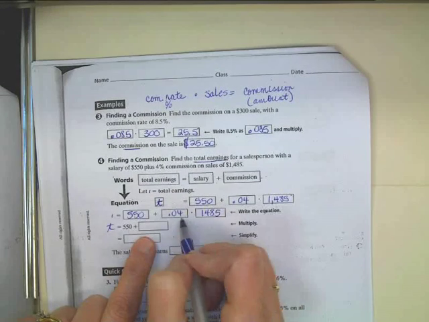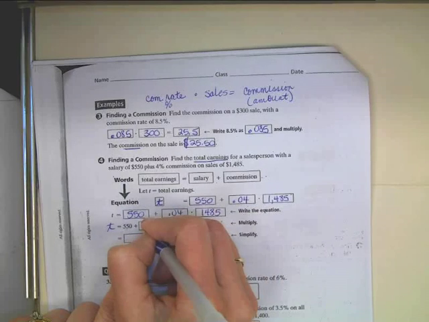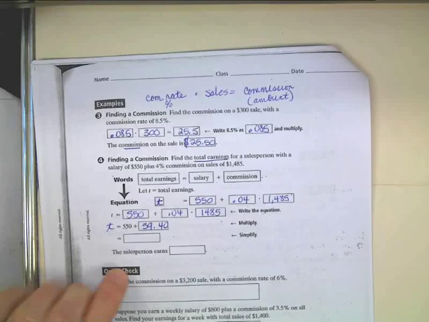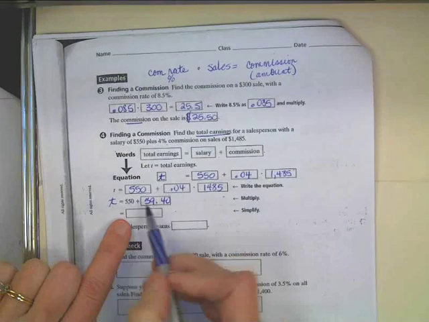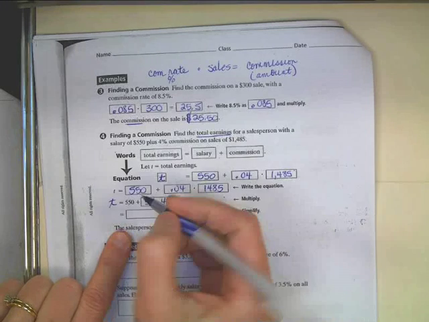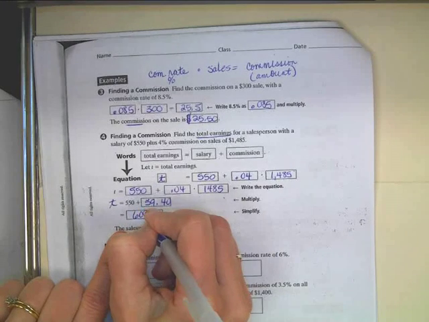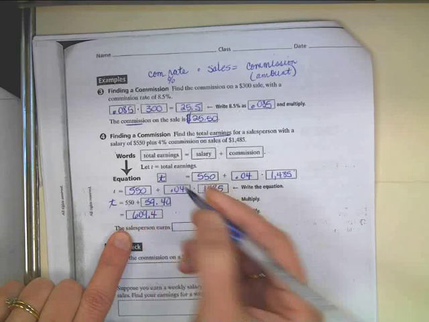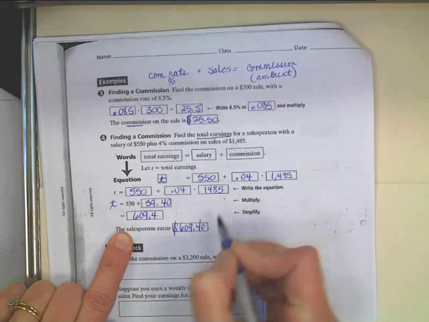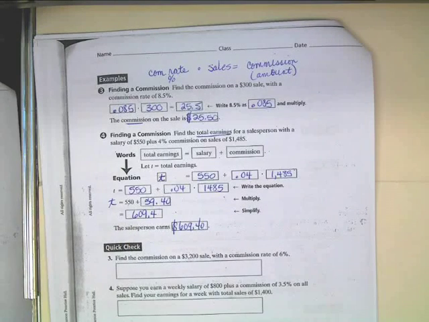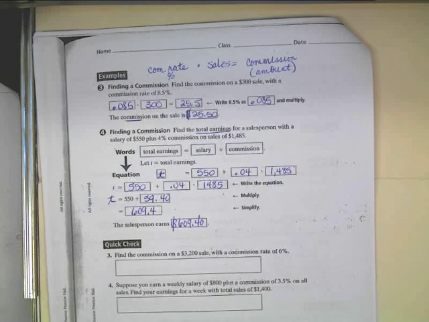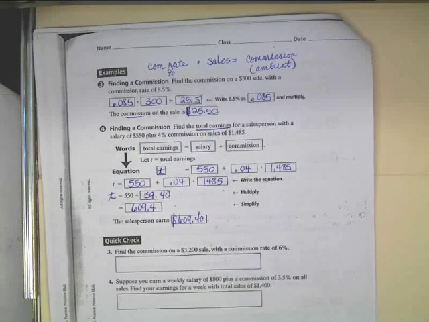Simplify, T is equal to 550 plus 0.04 times 1485, which by my calculations is 59.40. Again, double check me, let me know if I've made a mistake. And now I add the salary plus the amount of commission earned in this scenario, and that's $609.4, or $609.40. Remember, you want to include that last zero behind the 4, because in money we always round to the, well, not always, but we're rounding to the nearest cent here. Okay.